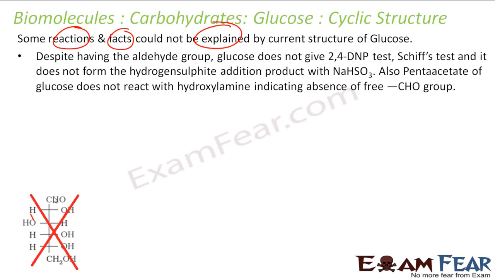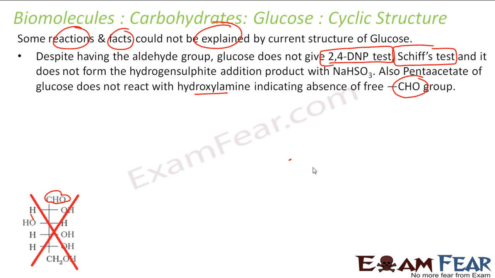And one of them was, this has an aldehyde group, but still it does not give the 2,4-DNP test. It does not give the Schiff's test. Also, it does not form the hydrogen sulfite addition product with NaHSO3. All these are pretty much mandatory for a compound which has a free aldehyde group. Also, the pentaacetate of glucose does not react with hydroxylamine. That indicates that there is an absence of a free aldehyde group.